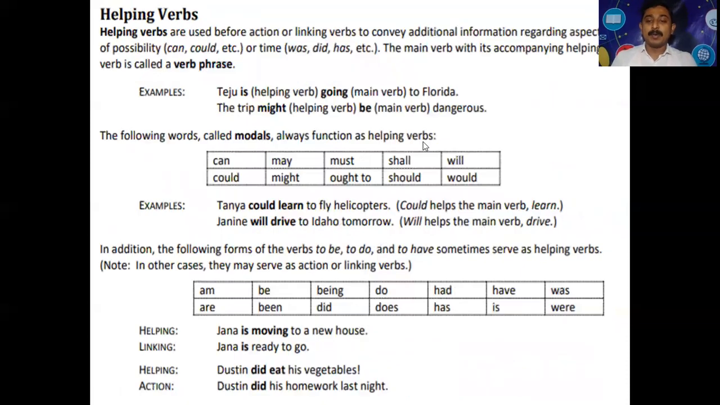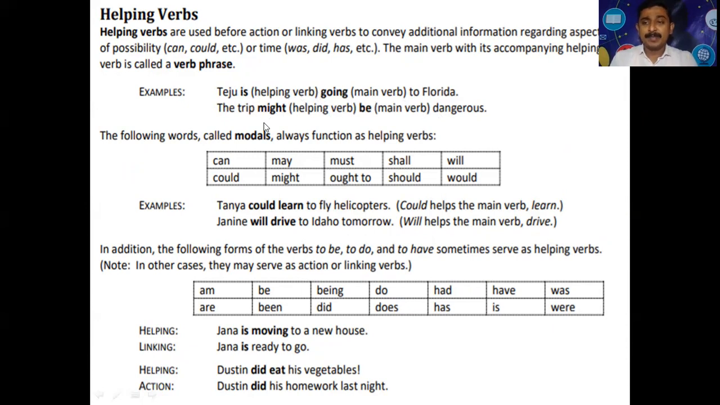Let us see the third type of verb, helping verbs. Helping verbs are used before an action or linking verb to convey additional information regarding possibility or time, or to help make a better tense structure. Teju is going to Florida. Going is the main verb here. Is is the auxiliary verb or helping verb. The trip might be dangerous. Be is the main verb, might is the helping verb.